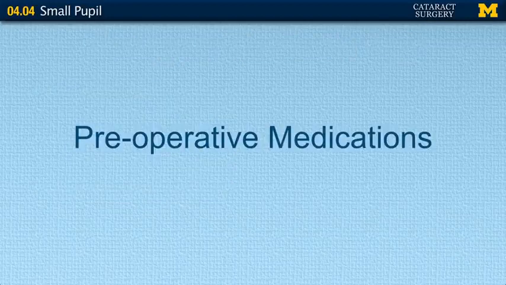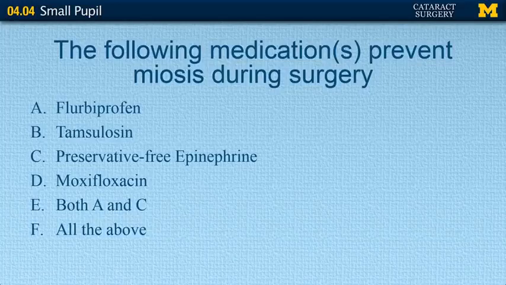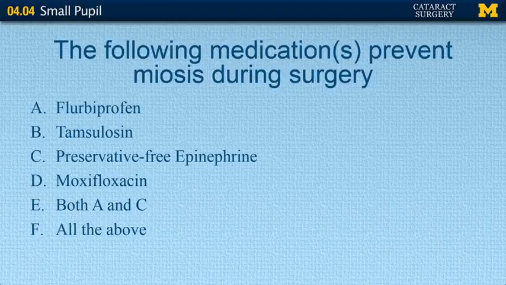Preoperative medications. First question. The following medications prevent miosis during surgery. A, flurbiprofen. B, tamsulosin. C, preservative-free epinephrine. D, moxifloxacin. E, both A and C, and F, all the above.